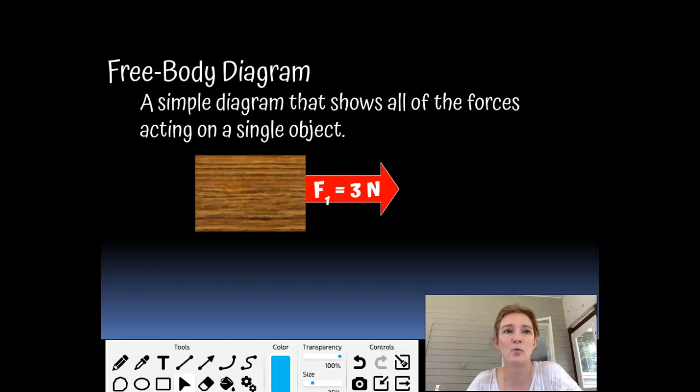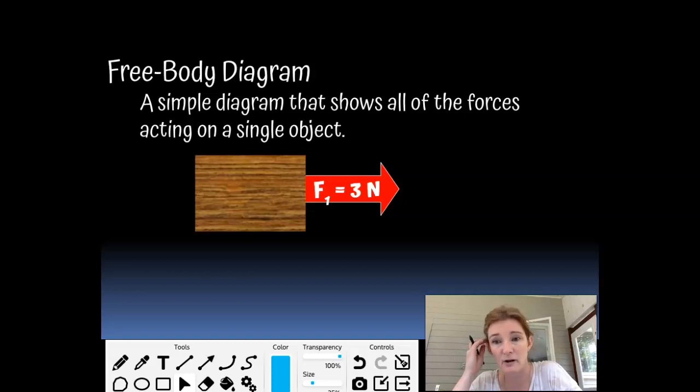So let's start with what is a free body diagram, because that is what we're going to be using. It's just a model, right? It's a little diagram that we can use to sort of understand the forces on an object. So we tend to use a box as our object. One, because it's super easy to draw. All you have to do is draw a rectangle, right? And then arrows to show forces. So a free body diagram is a simple diagram that shows all the forces acting on a single object.